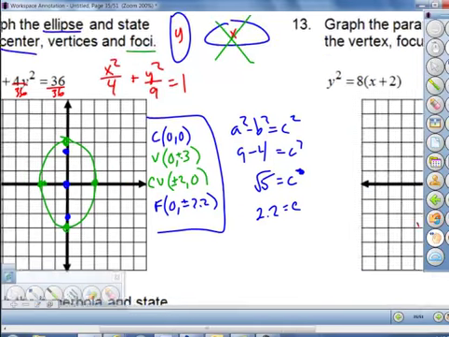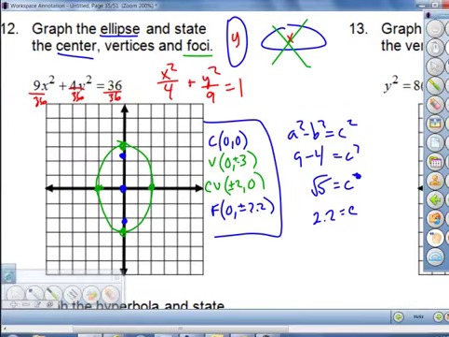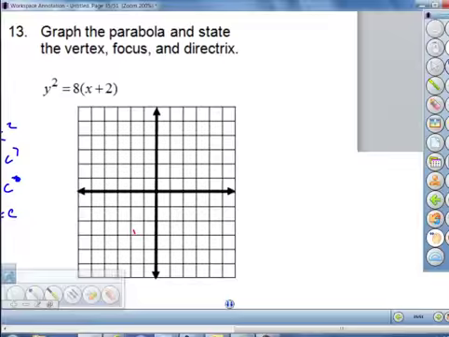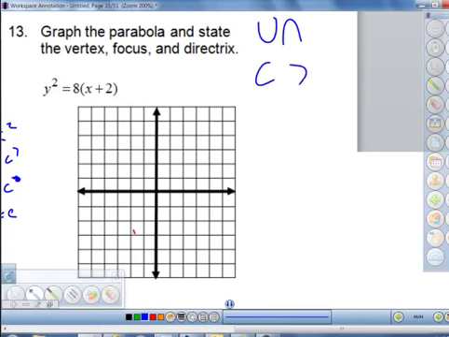All right, number 13 I would have you guys do by yourself, but it's kind of a tricky one, so I'm going to do it with you and for you, okay? So obviously this is a parabola, but we need to figure out, is this going to be a happy face, sad face parabola, or is this going to be a C, backward C parabola?